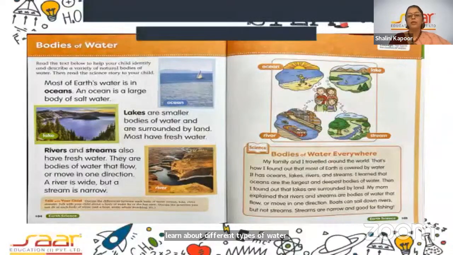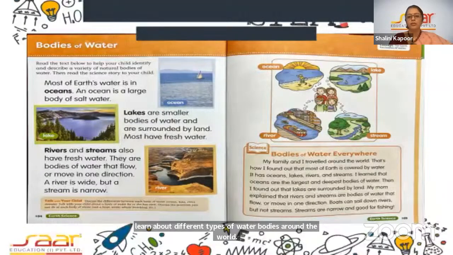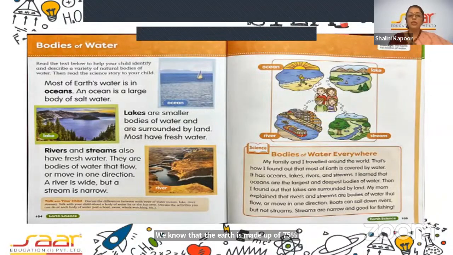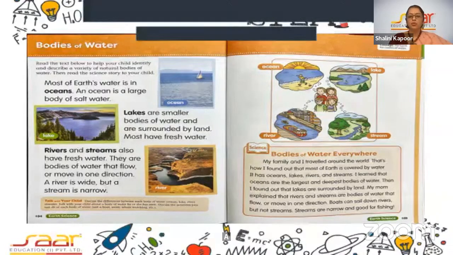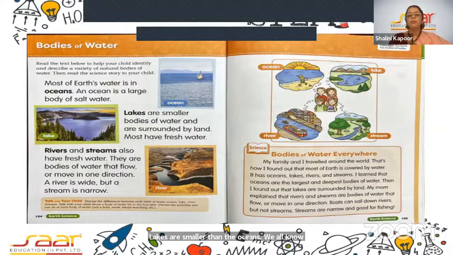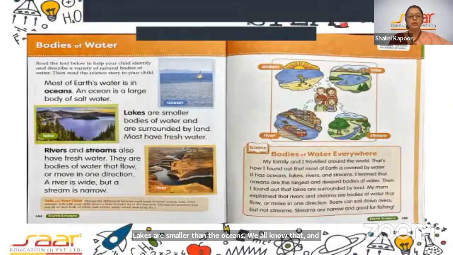We know that the earth is made up of 75% water, out of which a large amount of it is present in oceans and lakes. Lakes are smaller than the oceans. We all know that. And lakes are bodies which are surrounded by land. Mostly lakes are freshwater bodies. Rivers and streams are also water bodies, but these are water bodies in which water can flow. A river is wide and a stream is narrow. So that is for our knowledge. But of course, when we are discussing with the children, more examples and more images can be shared with them.